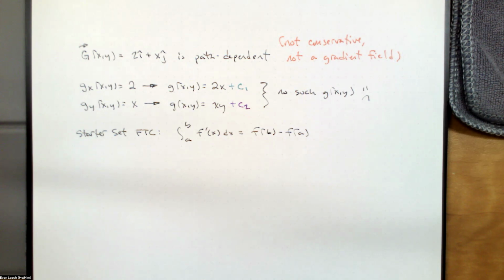We just trade the boring old interval from A to B for some path from P to Q, or any path from P to Q. And we trade our f prime of x dx with the gradient of f dot dr. And it's just evaluating the function at the endpoints. Questions? Comments? Remarks? It all comes back to the fundamental. That is why it is called the fundamental theorem.